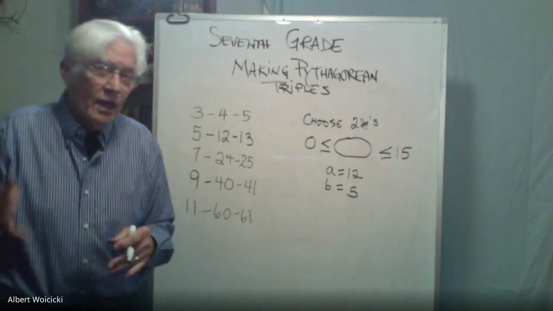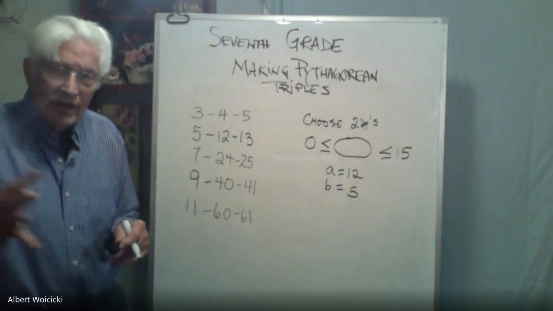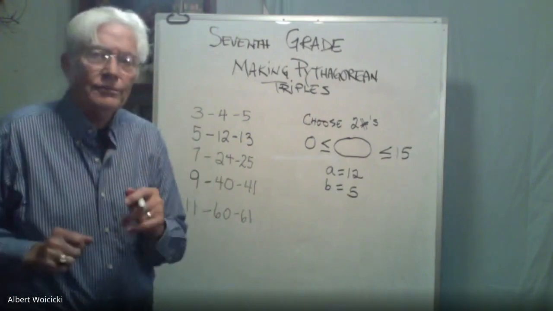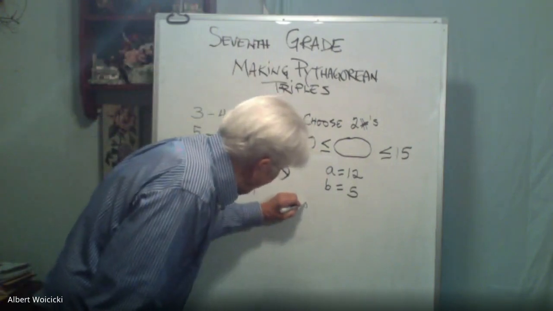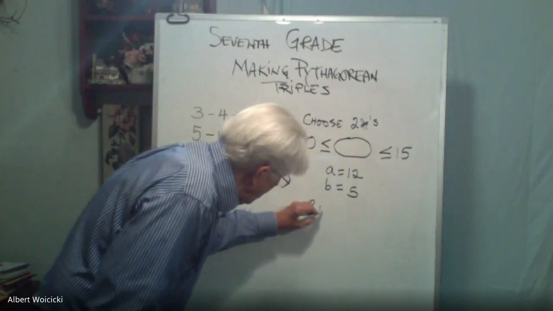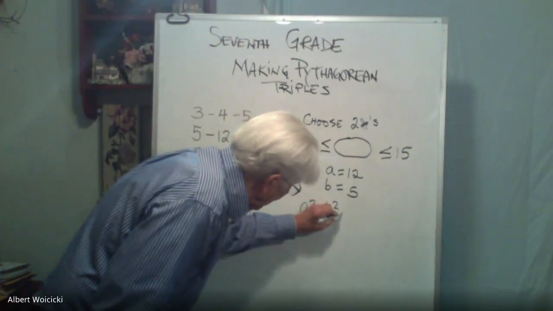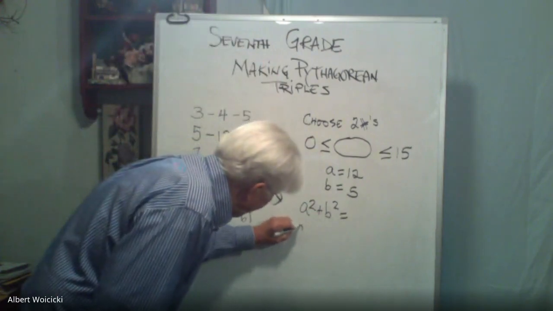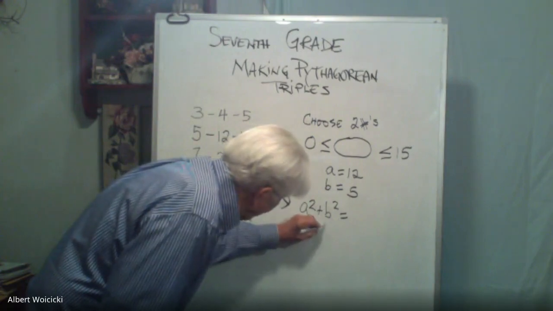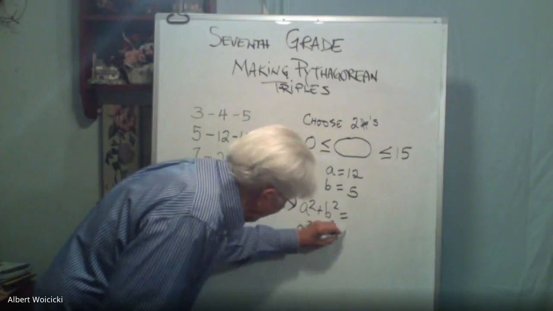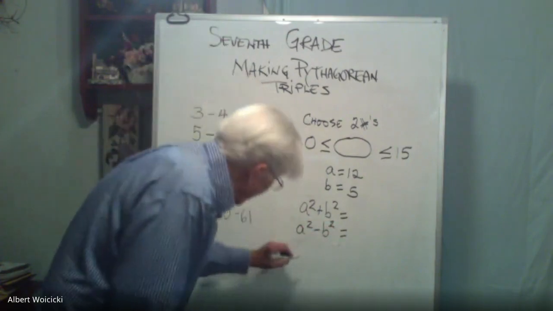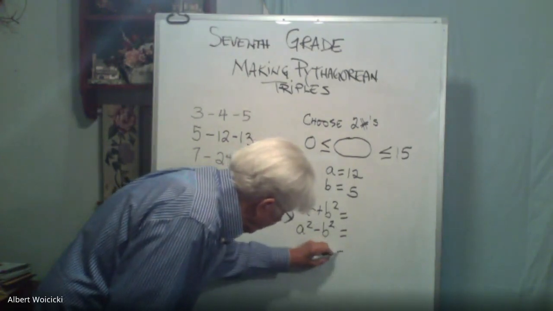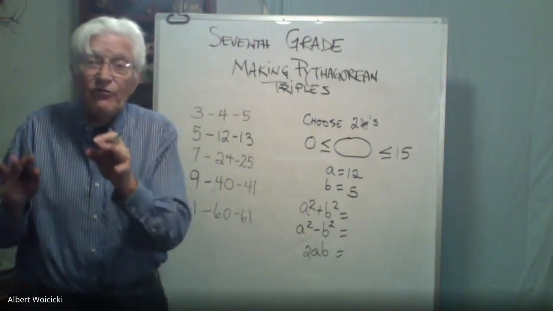Now, here's what we're going to ask you to do. Okay, kids, I'm going to ask you to do 3 things. I'm going to ask you to take A squared plus B squared and figure out what that is. And then take A squared minus B squared and figure out what that is. And then figure out what 2 times A times B is. So they have 3 things they have to figure out.